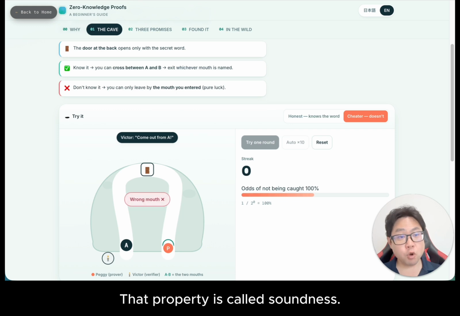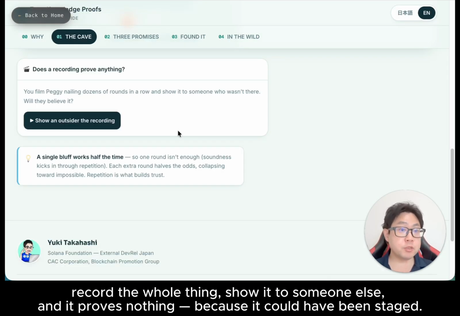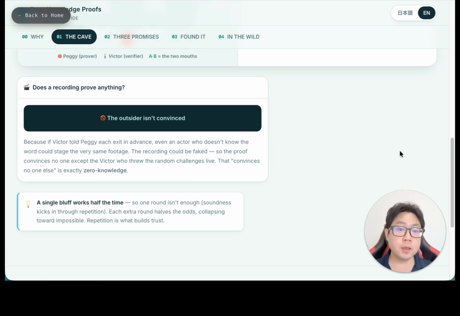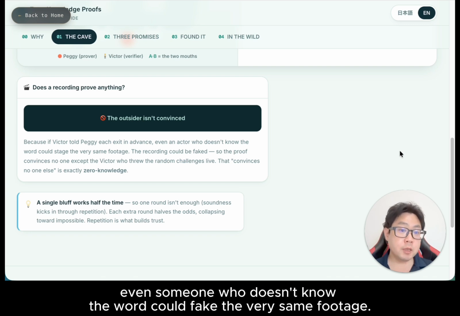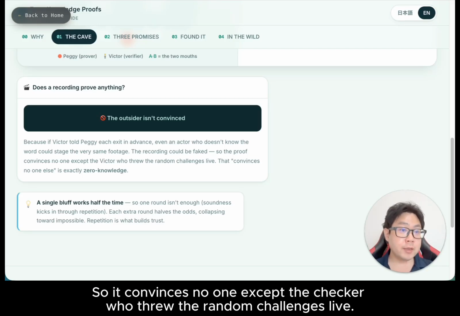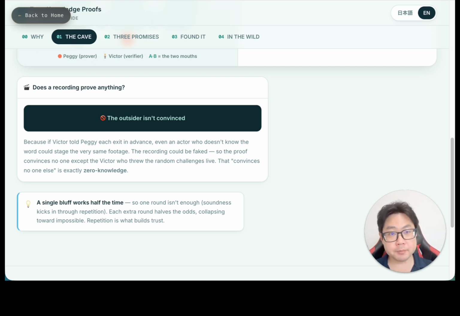That property is called soundness. And here is the magic. Record the whole thing and show it to someone else and it proves nothing, because it could have been staged. If the checker told the prover each answer in advance, even someone who doesn't know the word could fake the very same footage. So it convinces no one except the checker who threw the random challenges live. That's what zero knowledge really means.